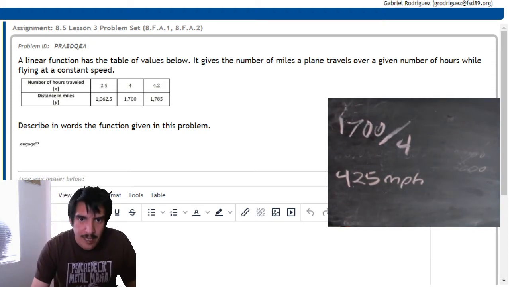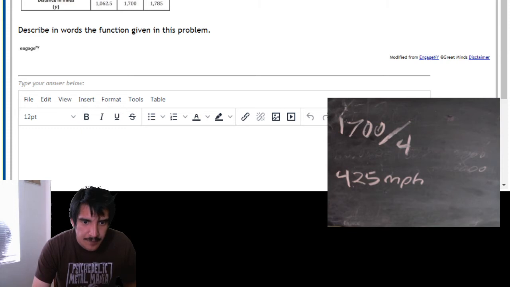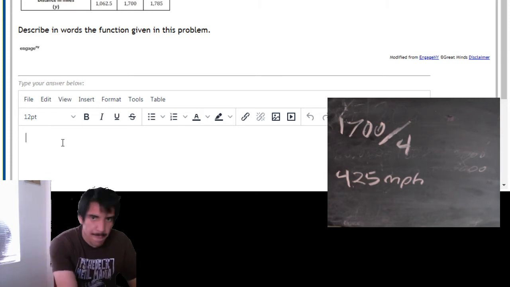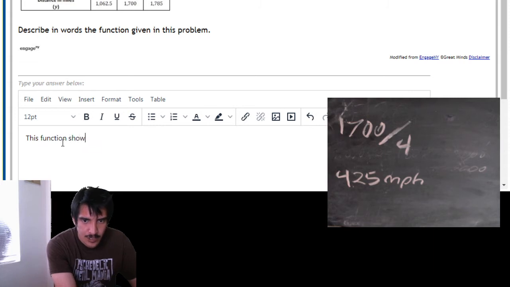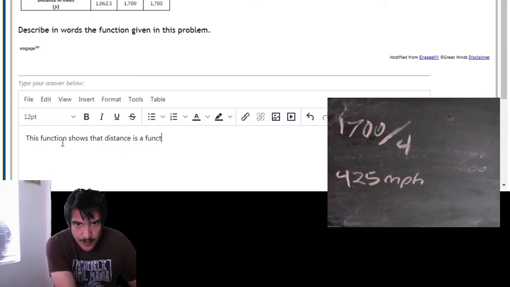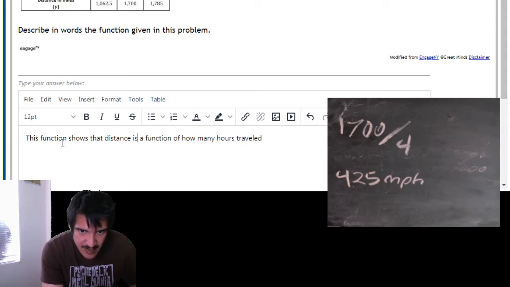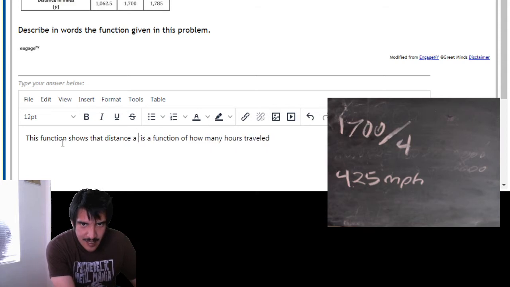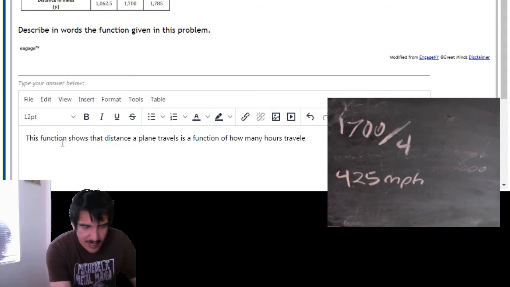And so I'm going to type out my answer here. Here I would type, this function shows, and I'm going to say it even more detailed now. This function shows that distance is a function of how many hours traveled. So it says this function shows that distance a plane travels is a function of how many hours it travels. So that means that the input is the hours and the output is the total distance.